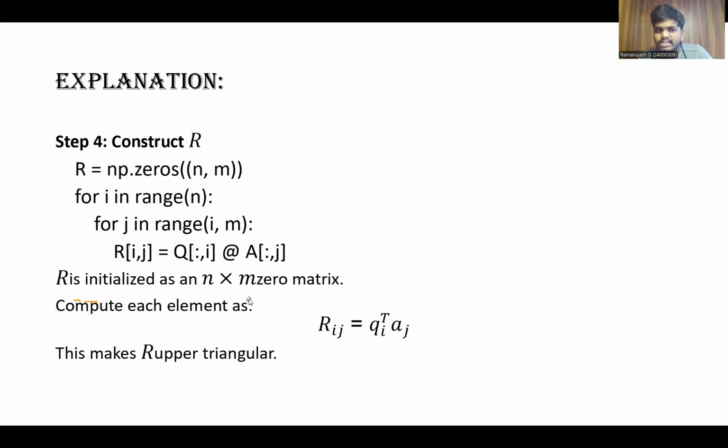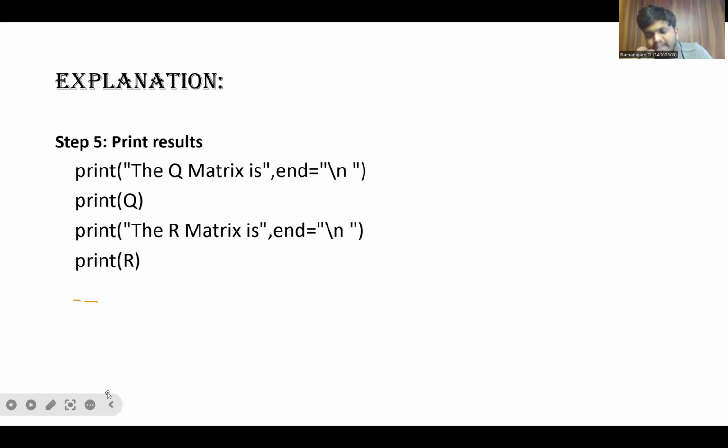In the fourth step, we construct R equal to zeros. R is initialized as an n by m zero matrix. Then we compute each entry Rij from Q and A, which makes R an upper triangular matrix, and then print the results. To summarize, in this Python code we successfully performed QR decomposition using the Gram-Schmidt process.